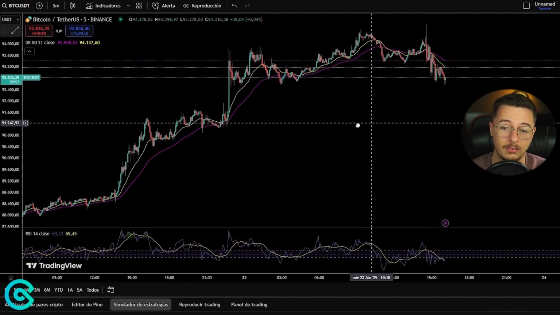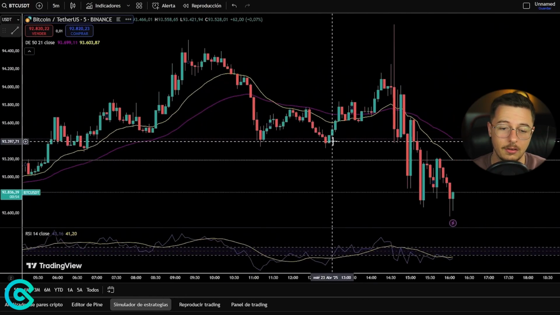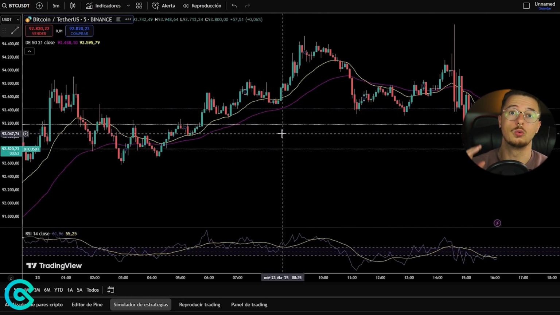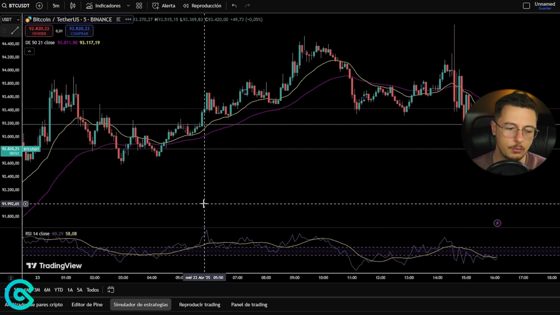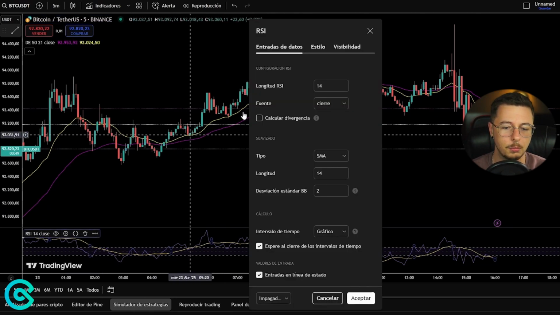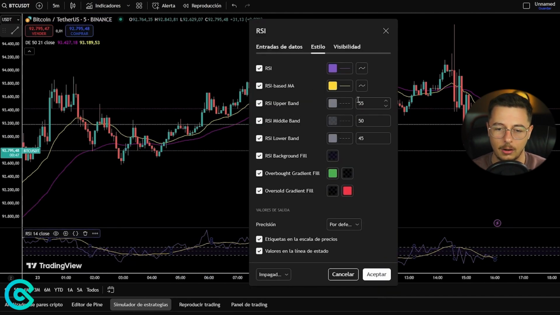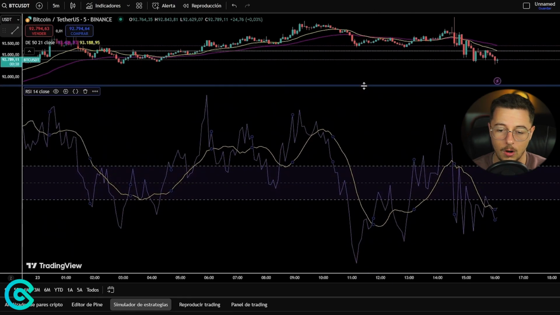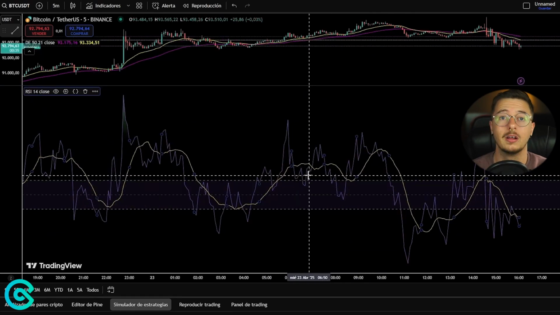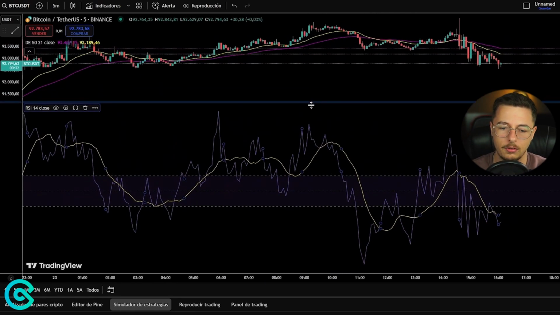So that makes things quite easy, and that is when the RSI comes into play to show us when to enter the market. The first thing we've got to do in the RSI is come to the settings and, in style, change the upper band to 55 and the lower band to 45. This way we're going to have these close bands, as we can see right down here, where the bands are super close, and the way we're going to use it is super simple.